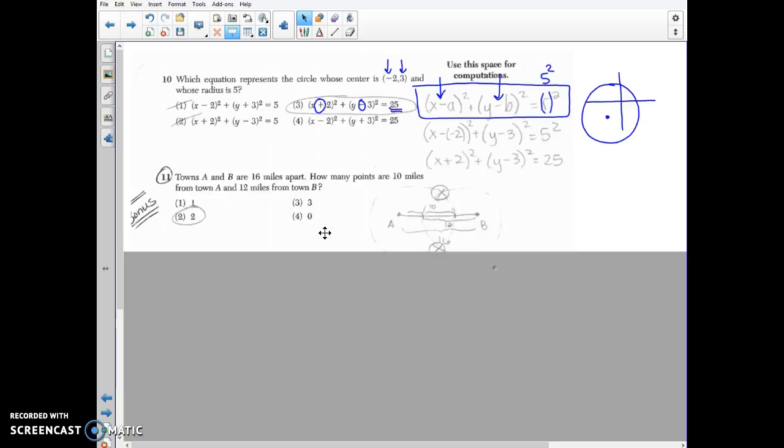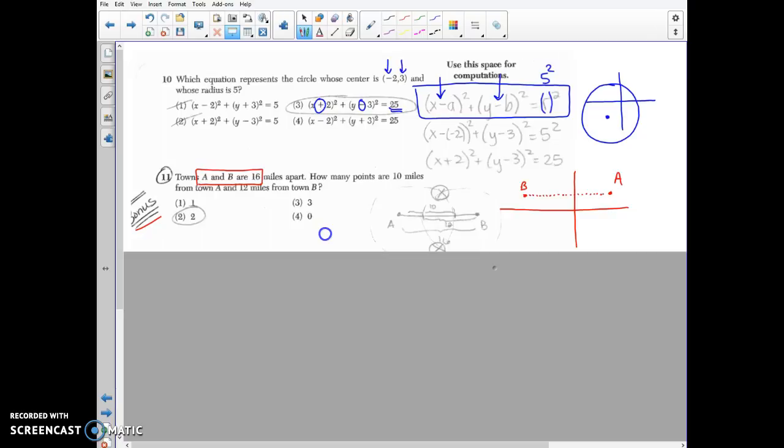All right, number 11, Mrs. Pearson has marked with a bonus. What I would say to you is, if you were doing this on a Regents, I would take that sheet of extra graph paper in the back of the Regents packet and draw a picture. It says town A and B are 16 miles apart. So on that graph paper, just put 2 points that are 16 squares apart.